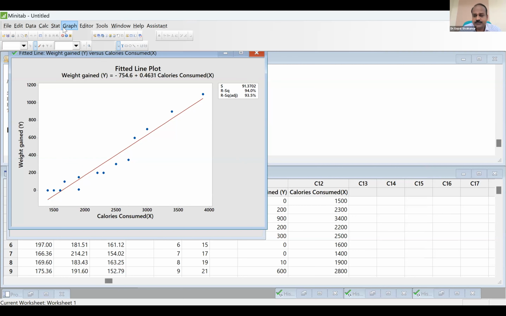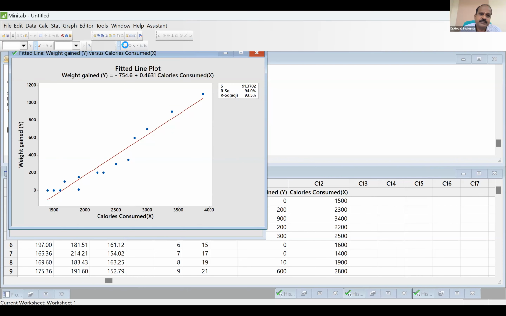sometimes it may not suit. Sometimes it might suit. Whether it is suiting or not, how do you understand? By looking at the R square. By looking at the S. We want minimum S. We want maximum R square. Since you asked, we can try, nothing wrong.